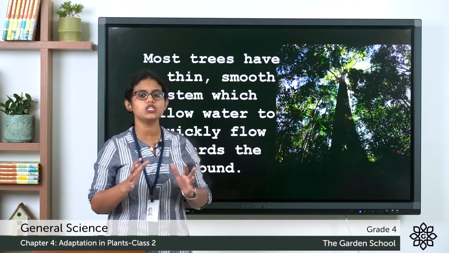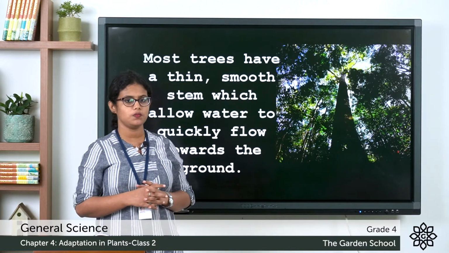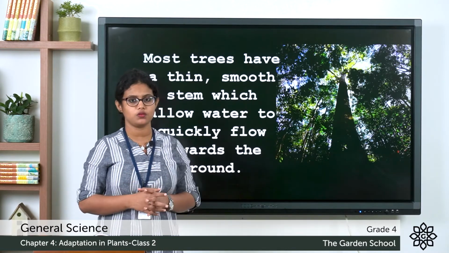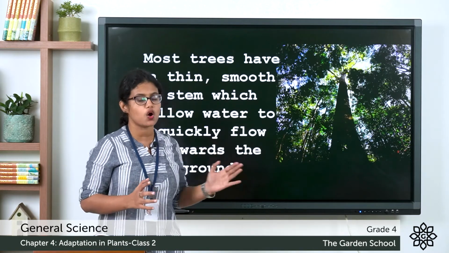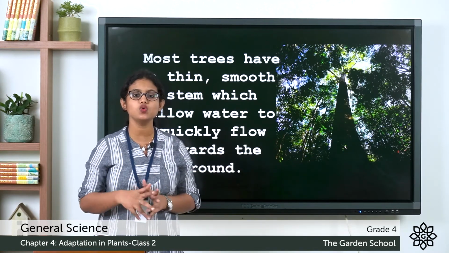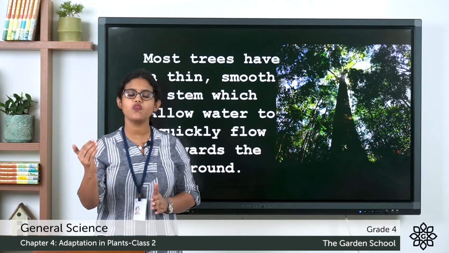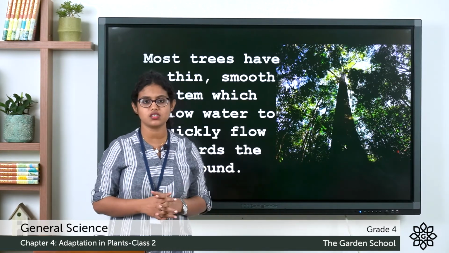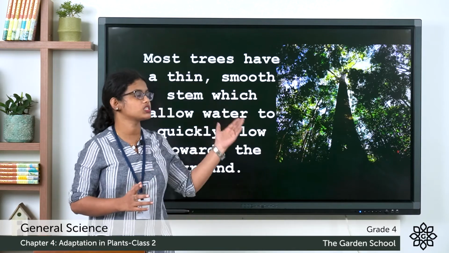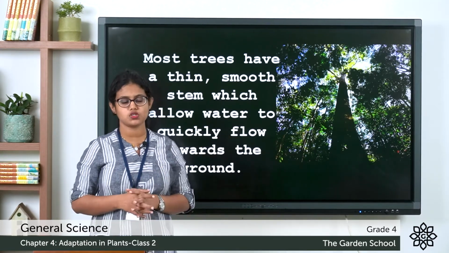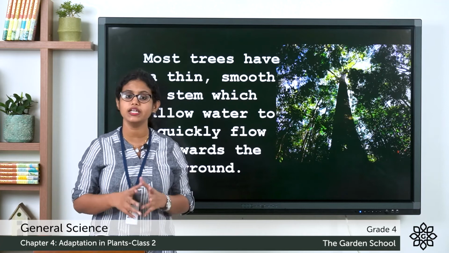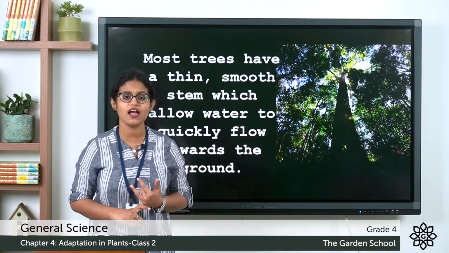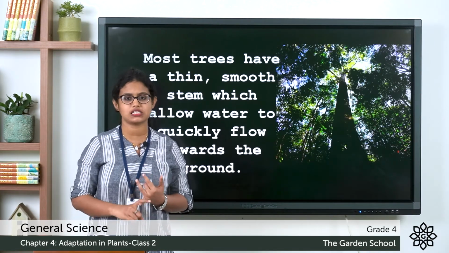And if you closely observe this picture, you can see the trees are very tall. As the trees are very tall, that allows the trees to reach the sunlight at the top. Even there are plants that climb on these trees to reach the sunlight which is available at the top. So the trees in rainforest are very tall, and most trees have thin and smooth stem.